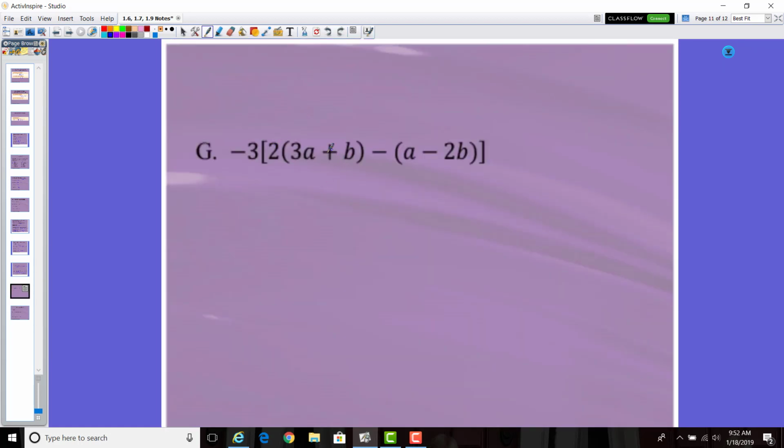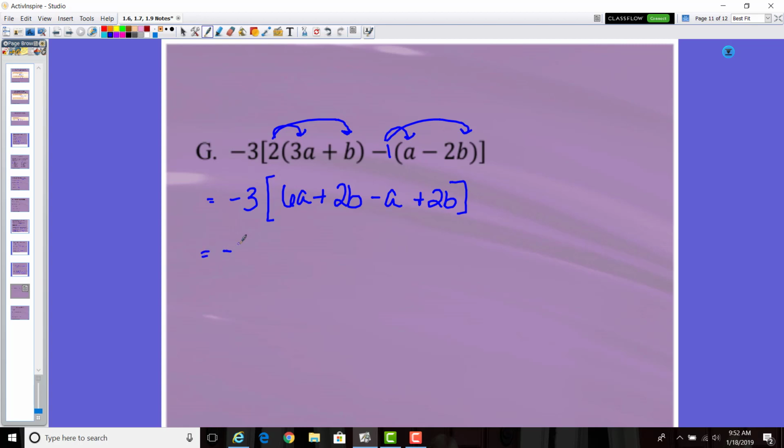Now this last one here, again, we've got grouping symbols. Inside the grouping symbols, we've got the distributive property by 2 and the distributive property by negative 1. So negative 3 will eventually multiply by 6a plus 2b minus a plus 2b.